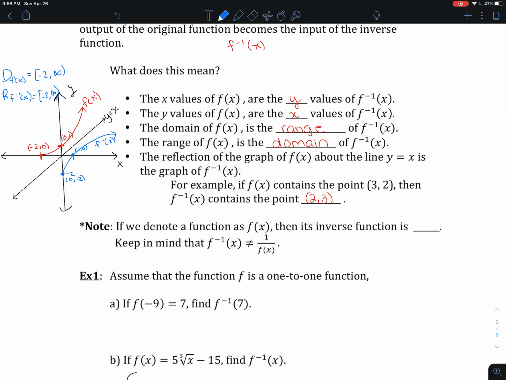Note, if we denote a function as f of x, then its inverse function is f inverse of x. I also wrote there, please keep in mind that f inverse of x does not equal 1 over f of x, which, as I said before, is because the little -1 is not a power. We'll go ahead and do example 1 in part 2.